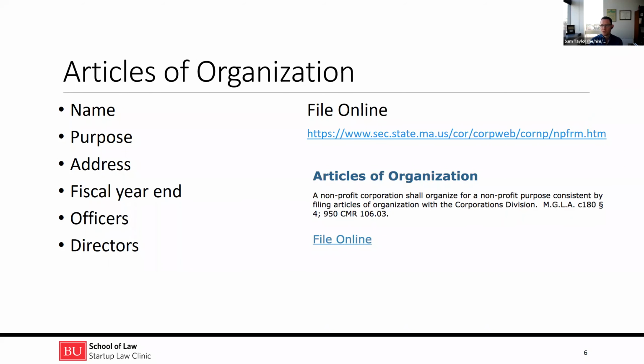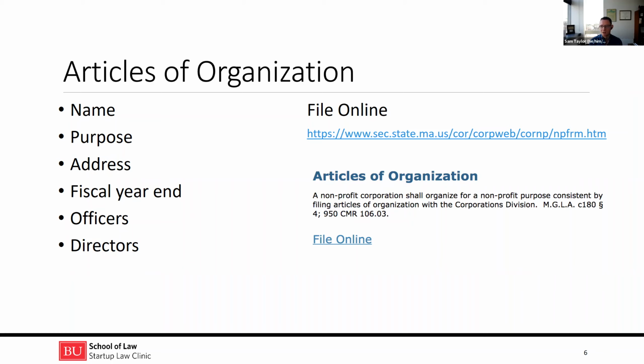So forming the nonprofit, it's actually pretty simple to get it going. You file what's called, in Massachusetts, the Articles of Organization. It's a relatively straightforward document. You say the name of the nonprofit, the purpose, where it's based in Massachusetts, its fiscal year end, and then you identify the officers and directors. It can be a bit of a longer document, but really it's just setting up the basic information about the nonprofit.